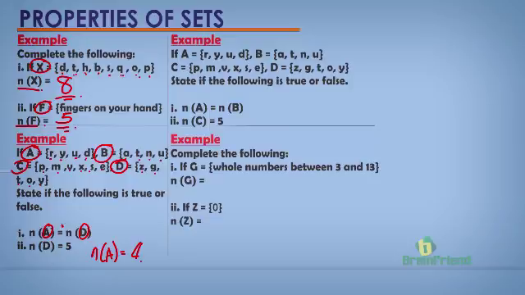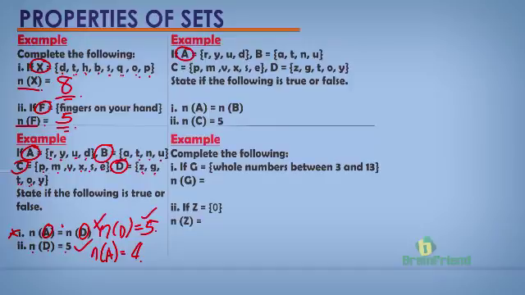The cardinal number of our set D is what? 1, 2, 3, 4, 5. The cardinal number for our set D is 5. It therefore means that our statement here is obviously wrong. Let's take a look at the next one. The cardinal number of set D is 5. Is that true or false? It is true. We just did a count and we have 5. So this is true.